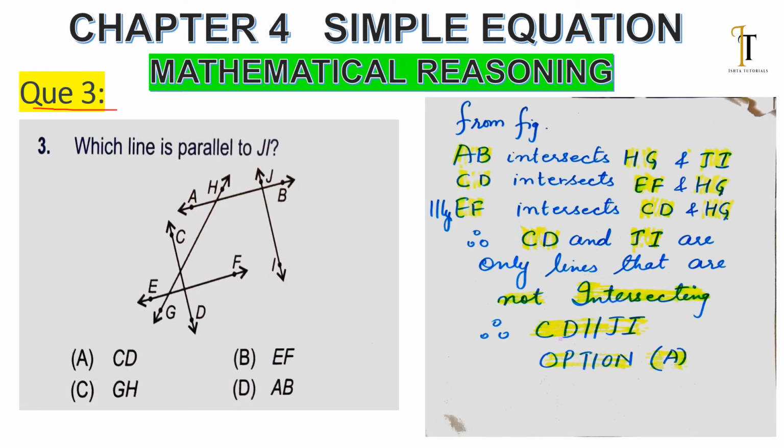Question number 3. Which line is parallel to JI? So students, from the figure we can say that in total we have 5 lines like AB, HG, JI, CD and EF, whereas all lines are intersecting each other. And if we observe, then JI and CD are not intersecting and EF as well. But EF and JI are not looking parallel to each other. So we can say that CD is parallel to JI, that is option A.